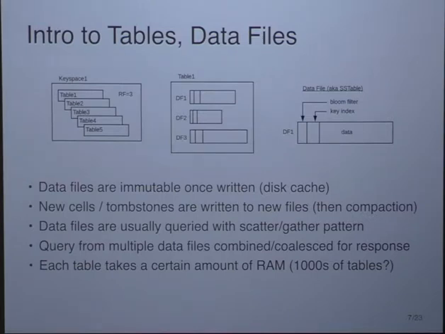Data files are queried with scatter gather. So when you make a query saying look for partition 1, 2, 3, I'll dig into this a little bit later, but it looks in all the data files and then gathers the results. And those results are coalesced. And just so you know, there's an overhead for every table that you create in memory. And you can't get past that overhead. So if you think you want a Cassandra cluster with thousands of tables, one thing you have to think about is, do you have enough RAM on each node to hold that little piece of metadata for those thousands of tables?